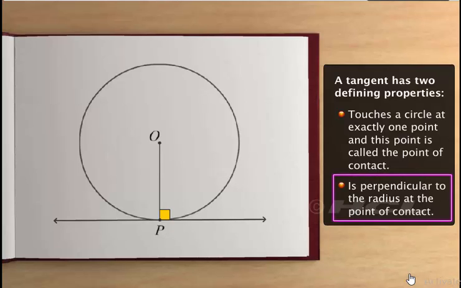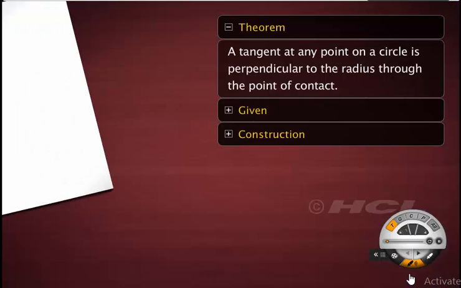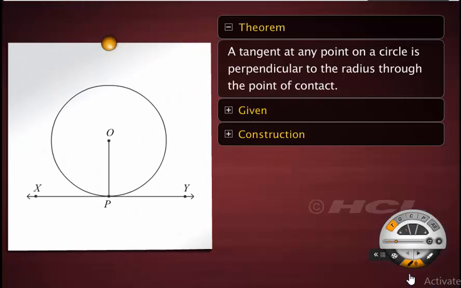In fact, the second defining property of a tangent can be stated as a theorem. Let's state this property as a theorem and prove it mathematically. The theorem states that a tangent at any point on a circle is perpendicular to the radius through the point of contact.